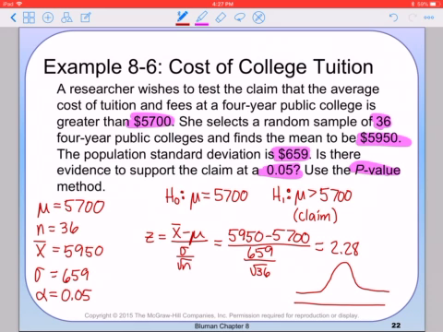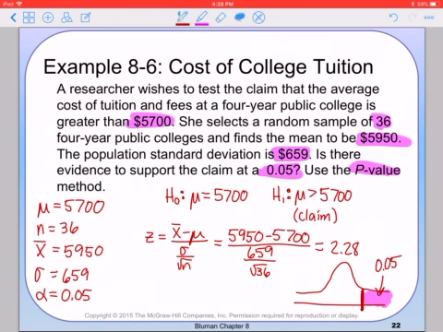Remember our alpha is 0.05, and we've got a right tail test here. And we know that this area is 0.05. Then we've got our z-value of 2.28, and we want to know where it is. We don't know what this z-value is. All we know is that the pink area is 0.05. So the next thing that we're going to do is focus in on this z-score of 2.28.